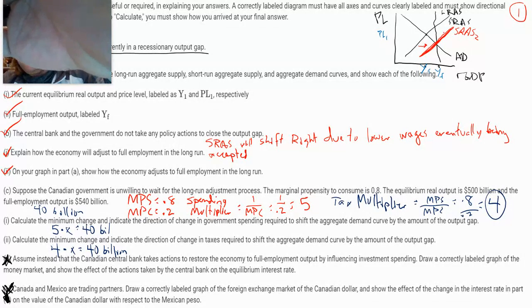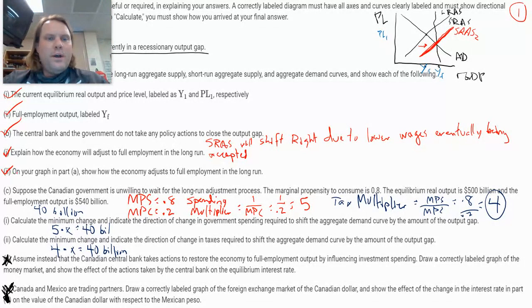It didn't ask you to do that, but I'm showing you. What is that on your graph? It did tell us to do that: explain it for part 1, show us for part 2. I've done that. Again, the SRAS, short run aggregate supply, shifts back to the right because of lower wages, people eventually accepting them. I wrote that in there very sloppily.